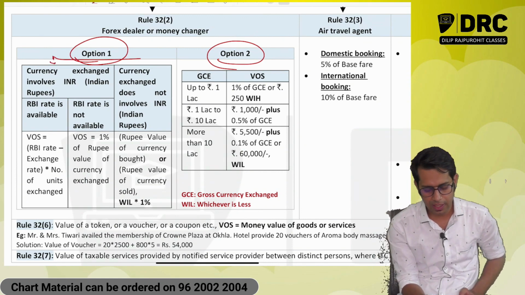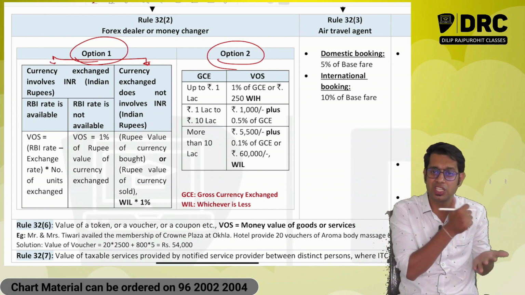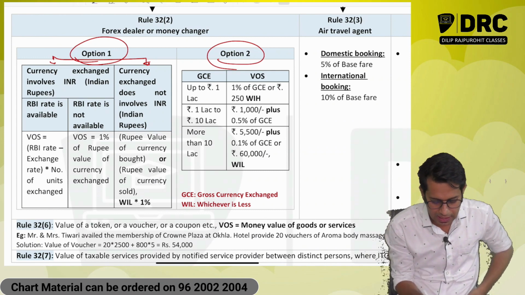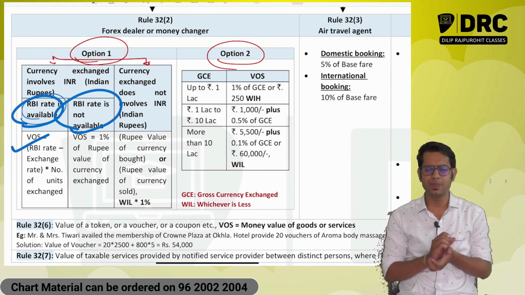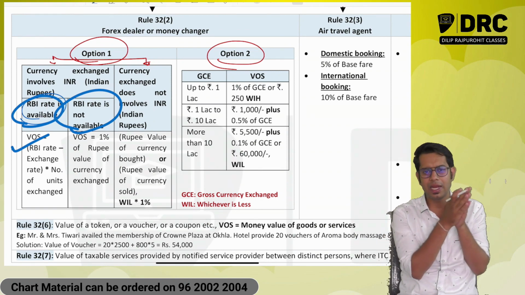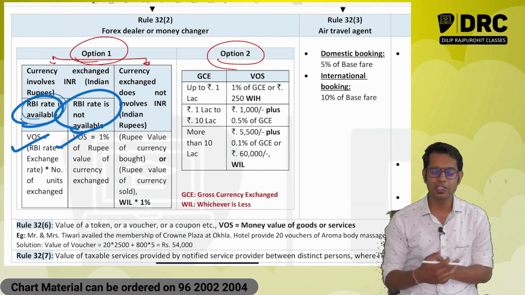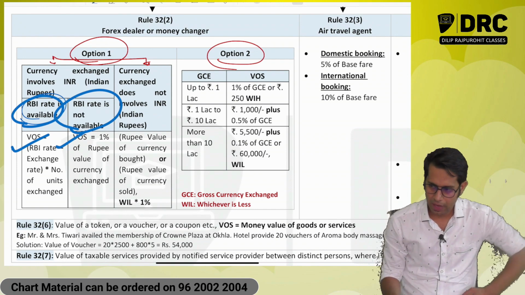Option 1, under option 1, again there are two bifurcations. Check whether the currency which you are exchanging involves Indian rupees or it does not involve Indian rupees. If it involves Indian rupees, then check whether RBI rate has been specified or not. If RBI rate is specified, then the value of supply will be RBI rate minus the currency exchange rate into number of units exchanged. If RBI rate is not specified, then find the rupee value of currency exchange into 1% will be the value of supply.